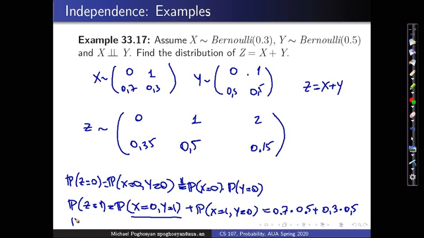Or you can write the probability that Z is 2. Z is 2 means X is 1 and Y is 1. X is 1 with probability 0.3. Again, this probability can be written as a product of probabilities because of independence. Now this is 0.3, this is 0.5, so 0.15 is the product. So we have calculated the distribution. This is the distribution of Z.